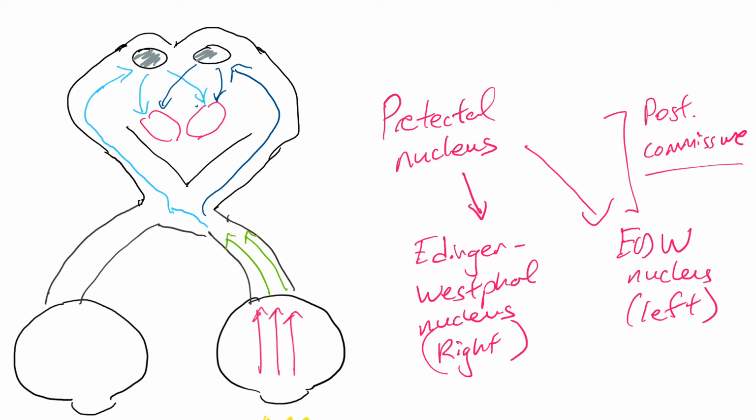What is really important is that the right side pretectal nucleus actually forms connections with both the right side Edinger-Westphal nucleus and the left side Edinger-Westphal nucleus. This is through a connection called the posterior commissure. Now, the left pretectal nucleus also does the same thing. It connects to the right Edinger-Westphal nucleus and the left Edinger-Westphal nucleus.